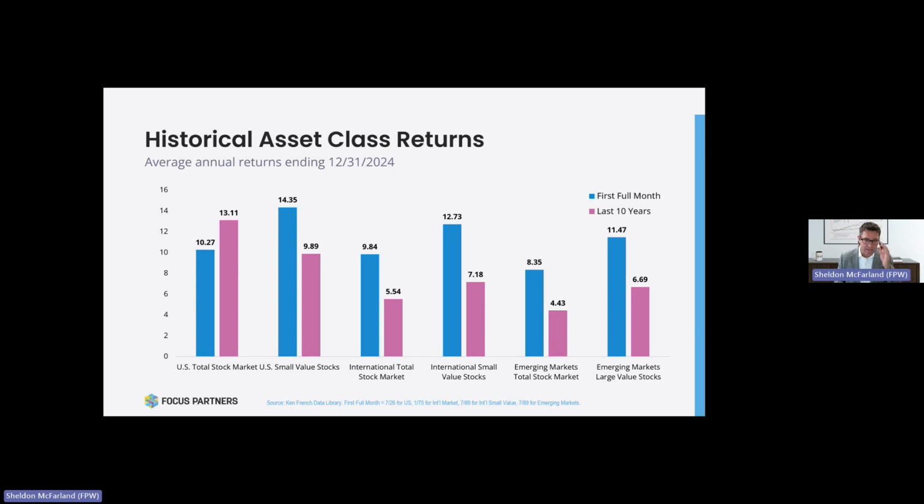So looking at the data that we have, those are the average returns over the longest periods that we have reliable data for. The pink lines there are the last 10 years. So you can see, looking at small value, the last decade has been well below its historical average. Same thing for international markets, international small value, significantly below its long-term average. Emerging markets, the same story there.